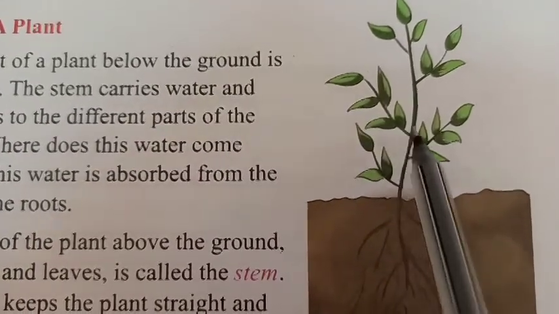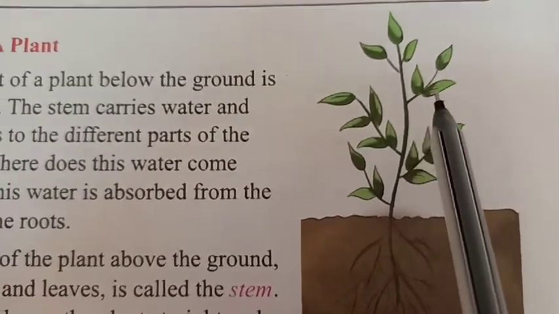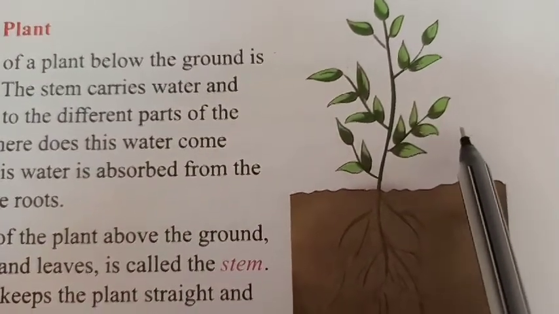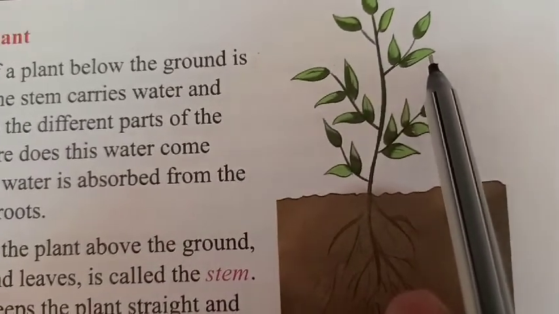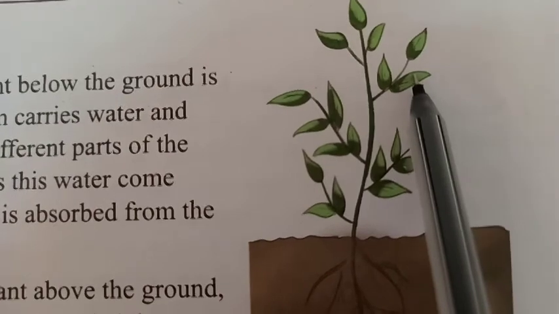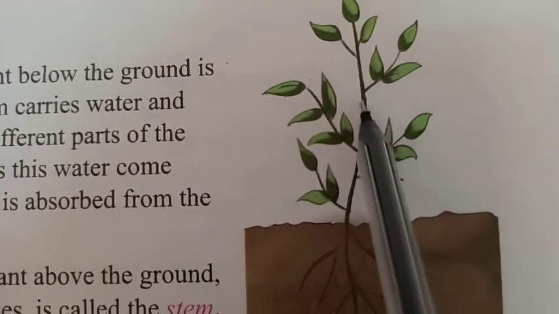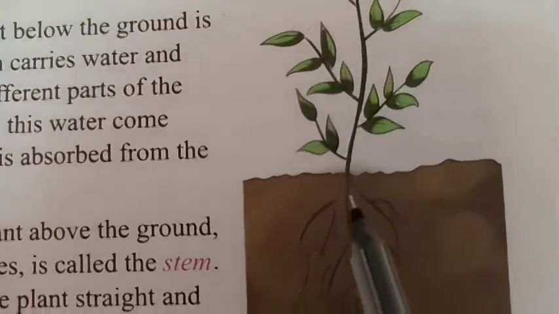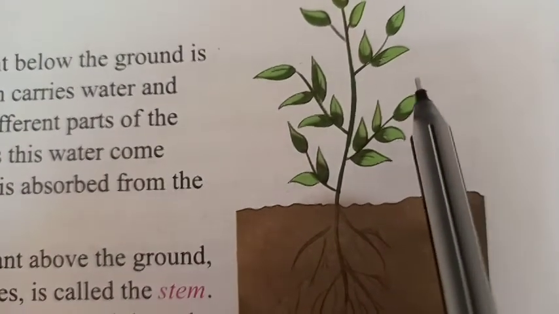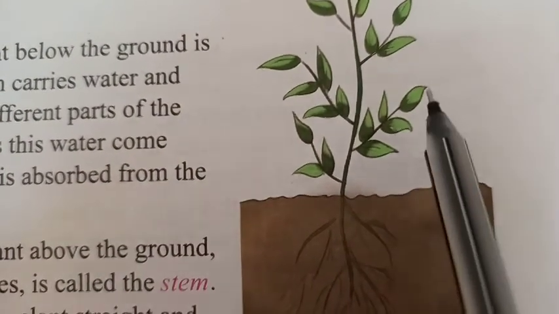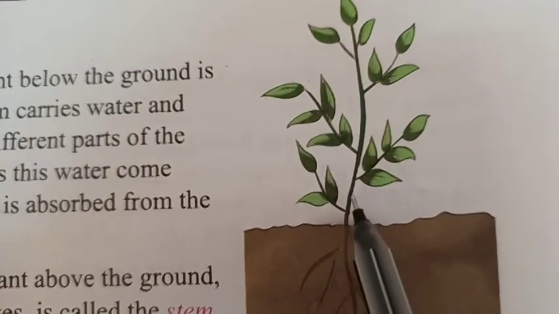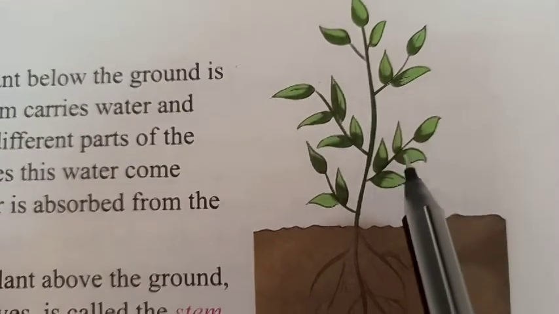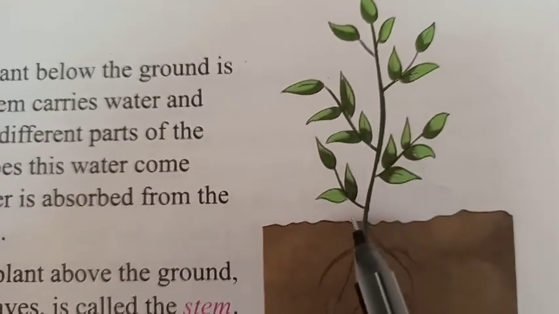And other than this, the stem can also transport food. Food is prepared in these leaves, which we will study later. When these leaves prepare food, it is transported from the leaves through the stem to various parts of the plant above and below. The roots also require food, so roots also get food from the stem, which already received food from the leaf part.